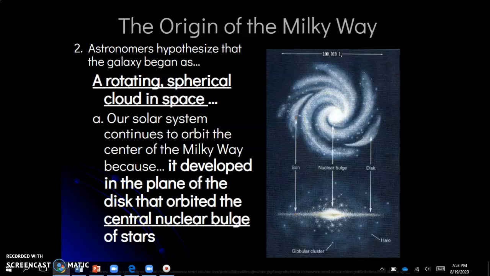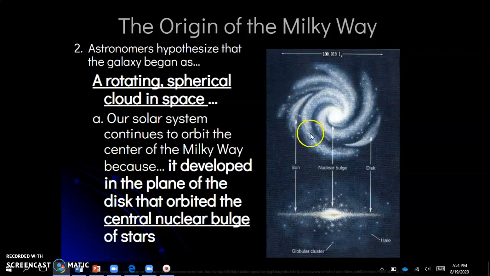What does that even mean? Basically, the nuclear bulge is the center of the galaxy. Okay. And our solar system is within our galaxy, and it continues to orbit the center because it developed near the center. Just like our sun, we orbit around our sun because it's the central part. We also orbit around the Milky Way because it developed from that nuclear bulge.